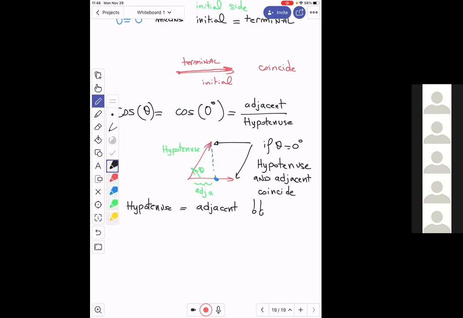Any guess? 1. 1, right? Because what I'm saying is, this adjacent side is equal to the hypotenuse. They have the same length. Like, the hypotenuse is 1, the adjacent side is 1. They're the same. So 1 over 1 would be 1. So the answer is 1.